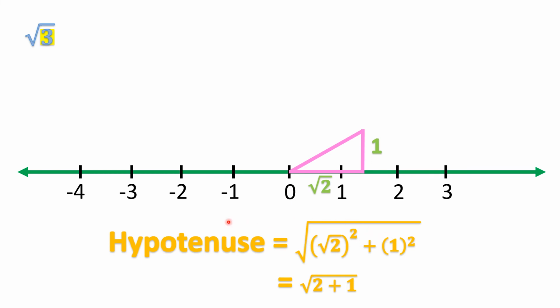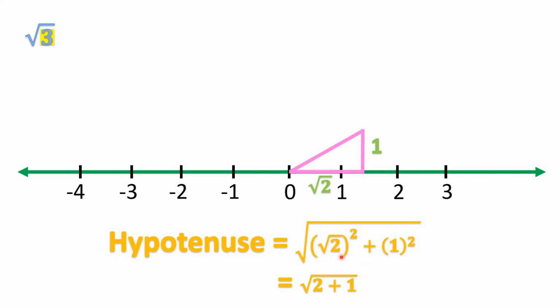As you know, Pythagoras theorem tells us that hypotenuse square is perpendicular square plus base square. So I put root 2 in place of base and 1 in place of perpendicular. So I substitute the values.